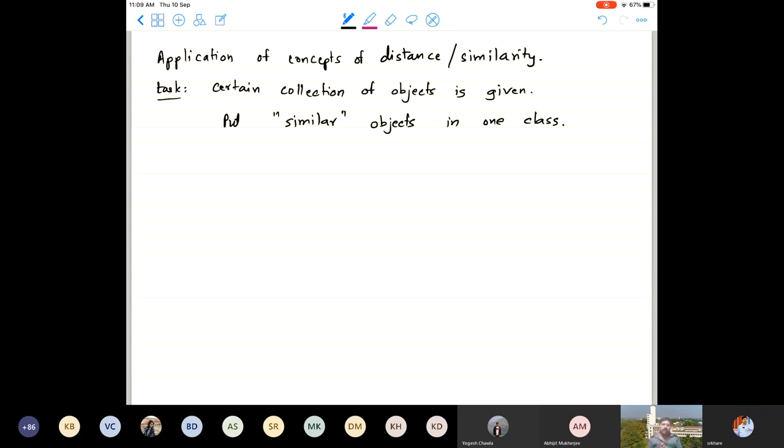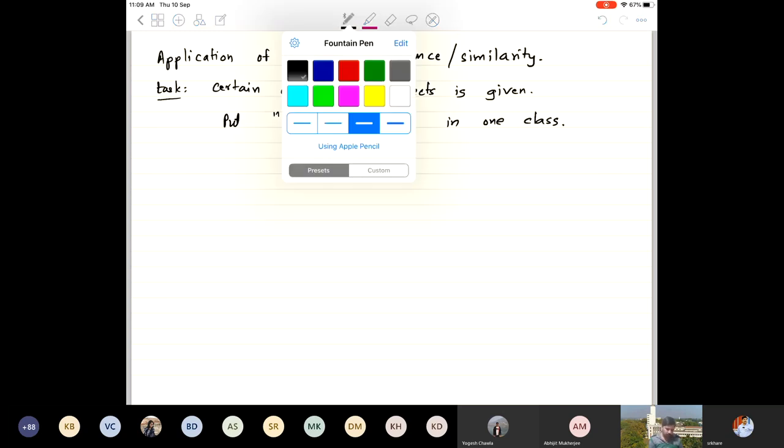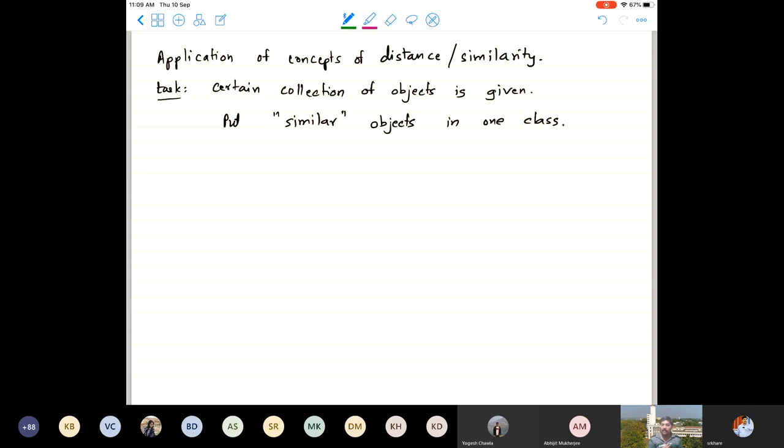There are a couple of things. The first thing is that a collection of objects is given. These objects can be anything. We want to find a linear algebra equivalent of these objects, and that equivalent is going to be the feature vector. So what we mean by objects as far as our course is concerned is vectors, or feature vectors, belonging to Rn.